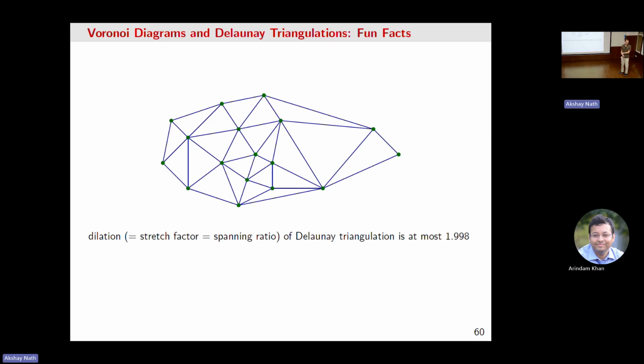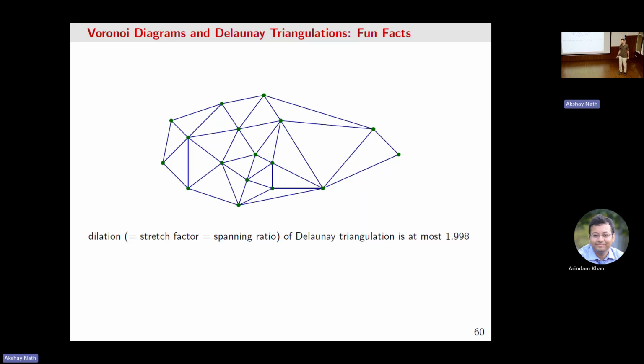I don't know if any of you heard of the concept of dilation or stretch factor of a graph. So it's defined as follows. Let's say I have a set of points. You can also define it in a more abstract setting for, say, an edge-weighted graph. I have a set of points, and now I wonder how well the shortest paths in this triangulation approximate the actual distance between two points?